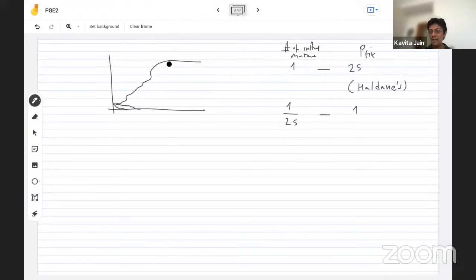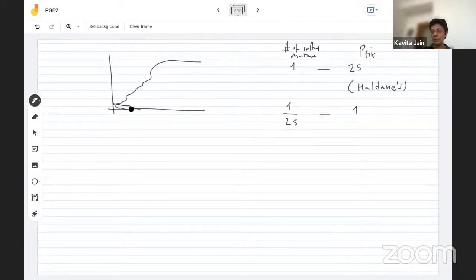So the fact that I'm looking only at these trajectories that are going to fixation means they are not getting lost. They are definitely fixing, right? So when I'm neglecting this part, one way to take care of that is to say that we are actually not starting with one mutant. It's as if I'm starting with a larger number of mutants given by 1/2s. That's the idea you have to think about a little bit. It also has to do with something called conditional probabilities. Sachin will explain that a bit more tomorrow, but this is basically what one is thinking.